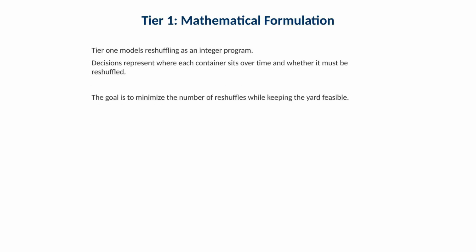Tier 1 models reshuffling as an integer program. The decisions represent where each container sits over time and whether it must be reshuffled. The goal is to minimize the number of reshuffles while keeping the yard feasible. Feasible means containers are placed only after they arrive, stacks never exceed capacity, and earlier retrievals are not trapped under later retrievals without paying a reshuffle cost.